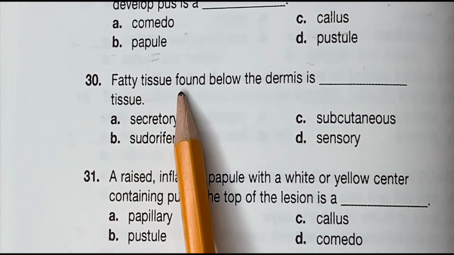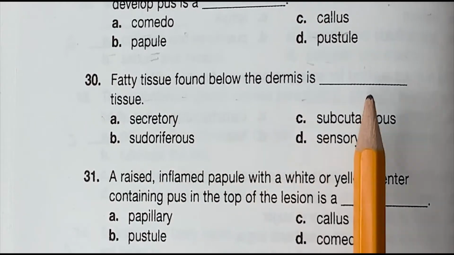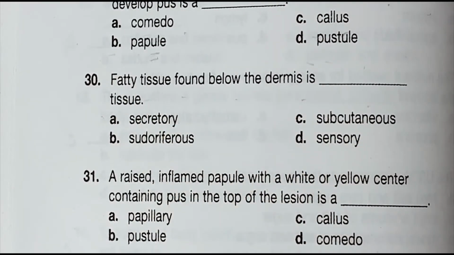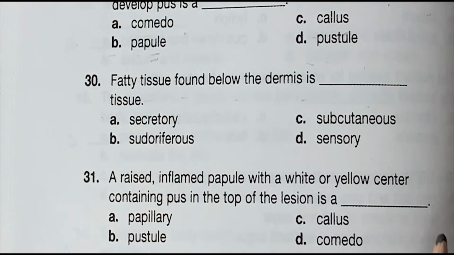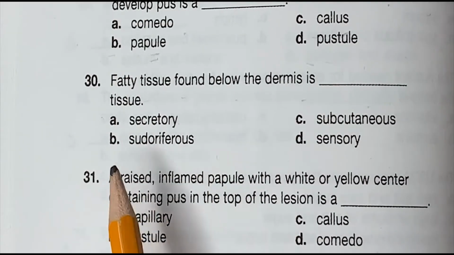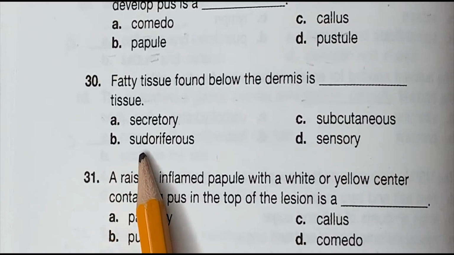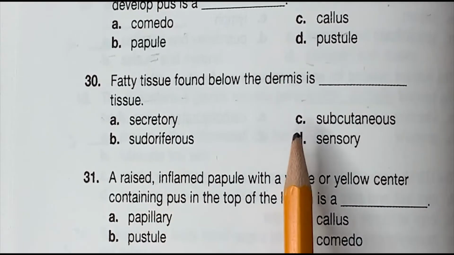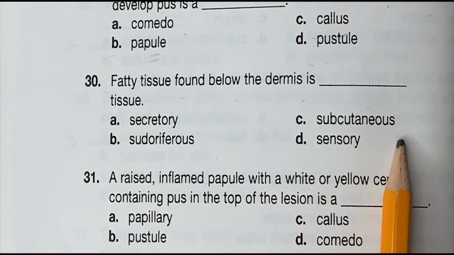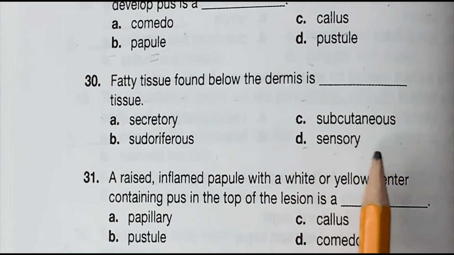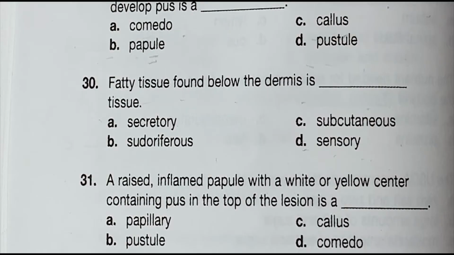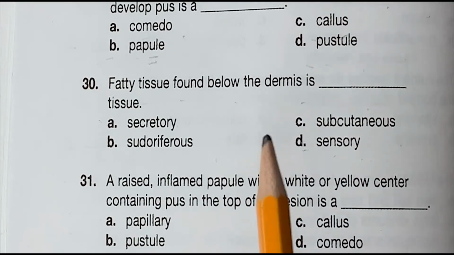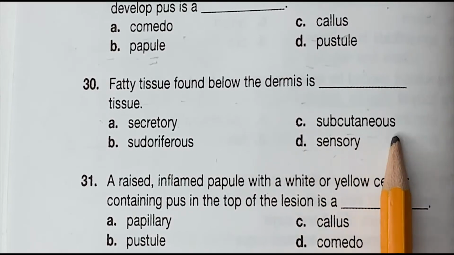30. Fatty tissue found below the dermis is the blank tissue. Is it A, secretory, B, superficial, C, subcutaneous, or D, sensory? And your correct answer is C, subcutaneous.